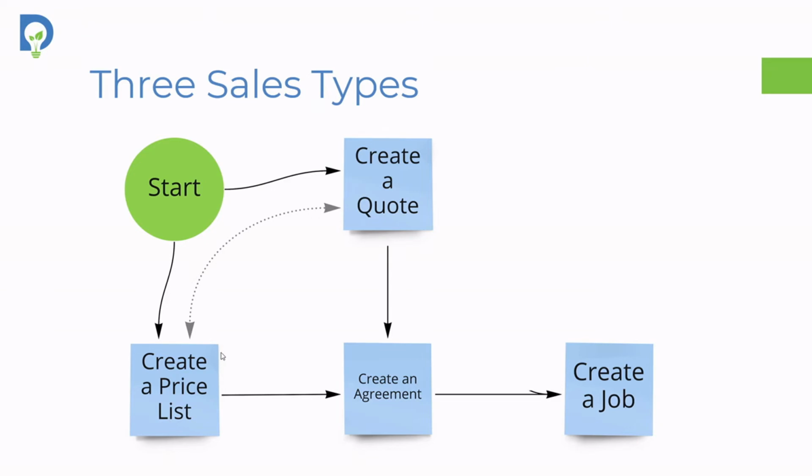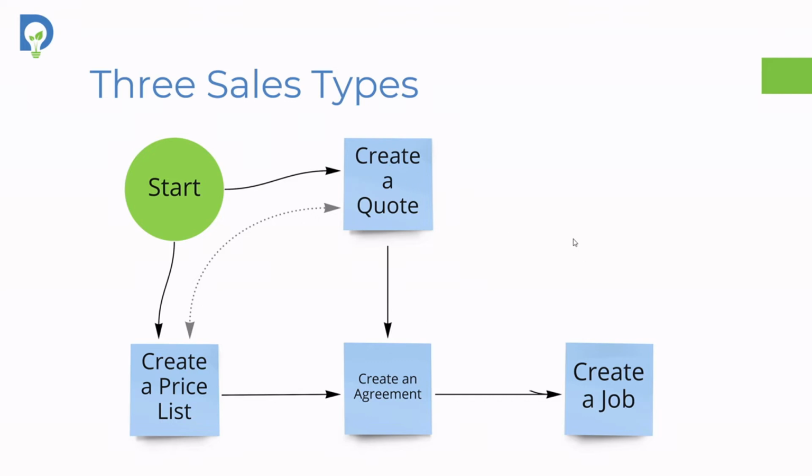With price lists, you can only ever create agreements from it, and then from agreements, you can only ever create a job. So the flow is to create what type you want. If it's a price list, you know you're going to have to create agreements to create jobs. With a quote, you have the option of create an agreement or create a job.